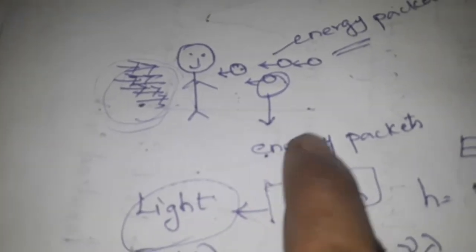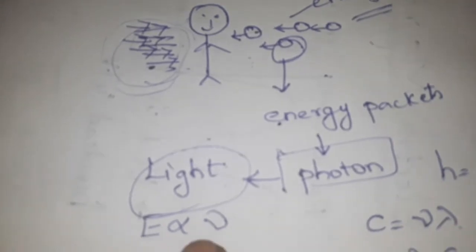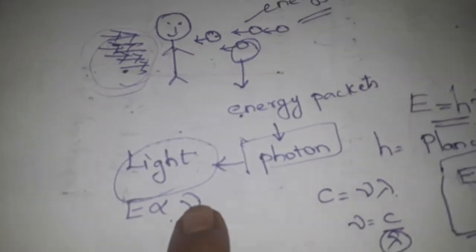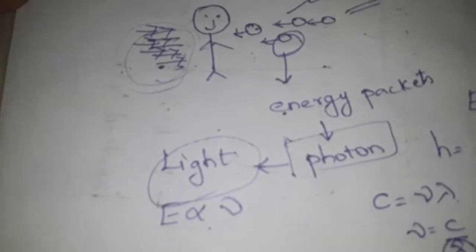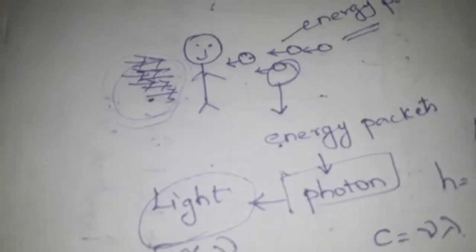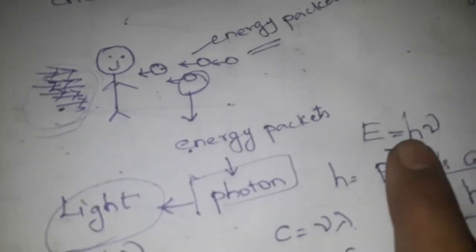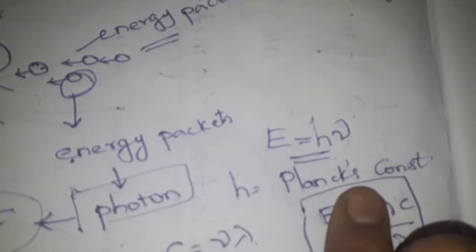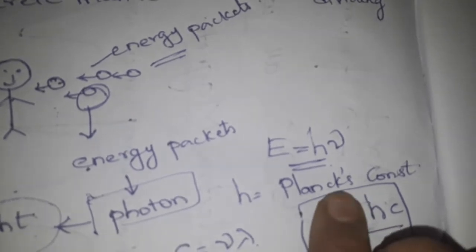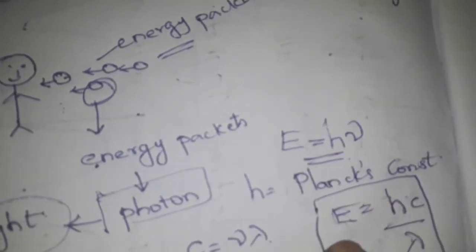So the energy of light is given as E. E is proportional to frequency. Whatever frequency you are getting is proportional to E. When we remove the proportionality sign, we write E is equal to h nu. Here, h is Planck's constant. Because it was described by the scientist Max Planck, it is given as Planck's constant.